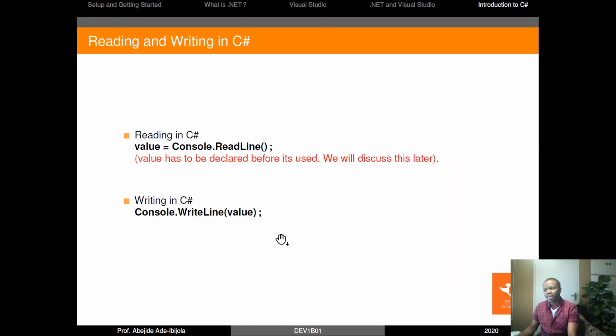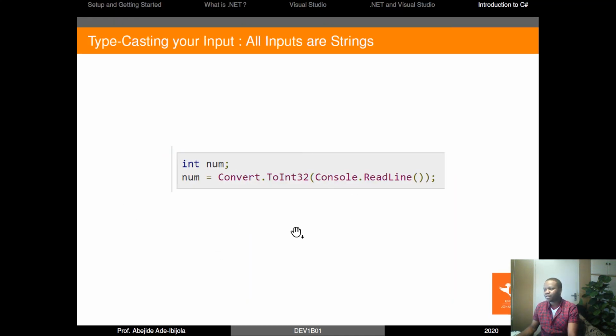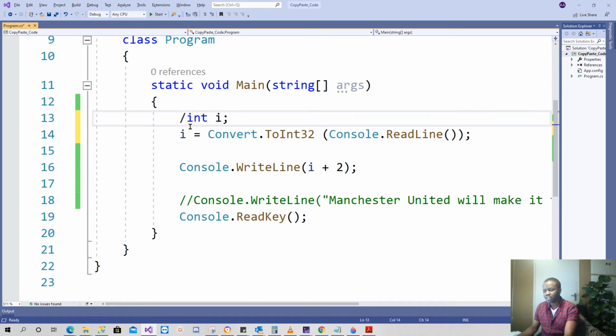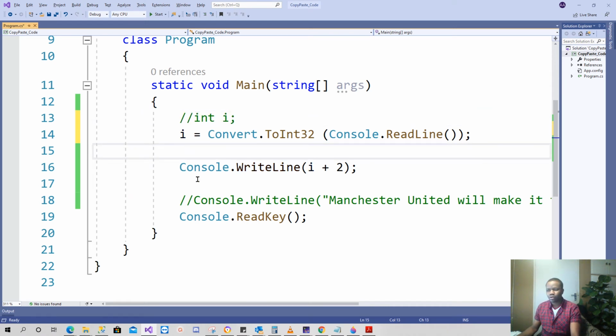All right, we're back here. So we've seen this. Again, this is the conversion, so I'll put it on the slide in case you want to remember. That's how it goes. And the initial rules in C#: variables must be declared. You've seen that. If I show you quickly, if I do not declare this variable, I'm going to get an error immediately.